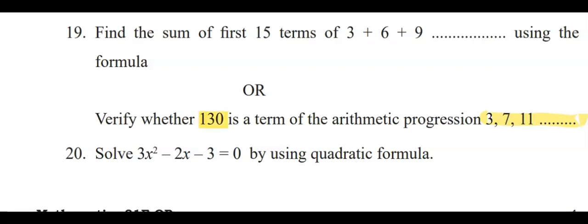They are asking. In this series, 3 is there, yes. 11 is there in this series, yes. 7 is there in this series, yes. Similarly, 130 is there in this series, we don't know. That only they are asking you to verify.